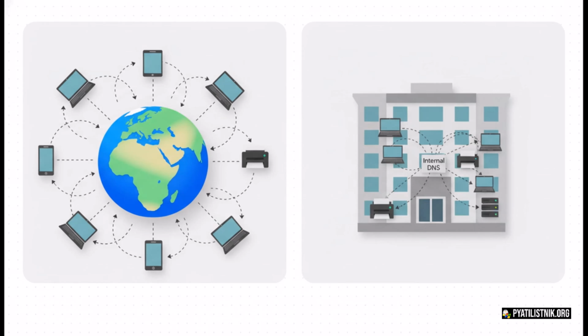Here's something else you might not know. Not all DNS is the same. Most of us just use whatever our internet provider gives us. But you can choose to use a public DNS service, like the ones from Google or Cloudflare, which can sometimes be faster or offer better security. And then, on the flip side, you have private DNS. This is what big companies use inside their own networks to name things like printers or internal servers, stuff that you'd never find on the public web.